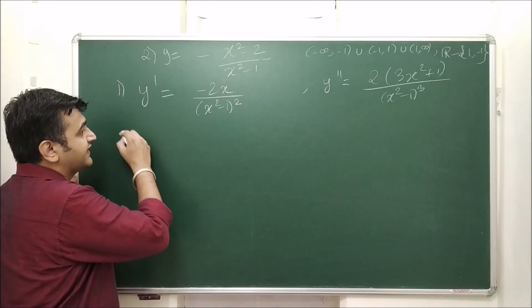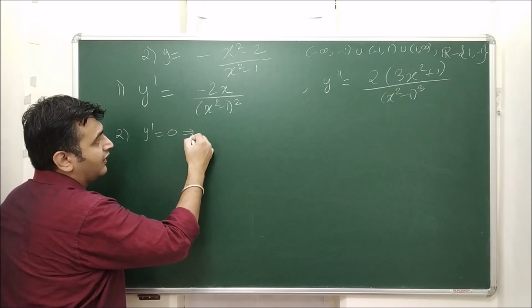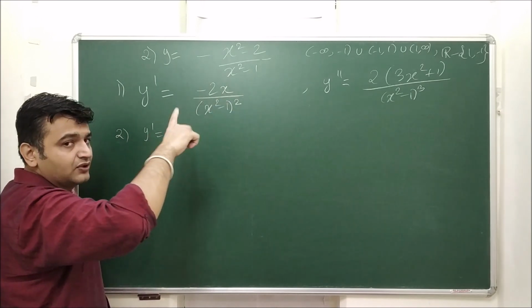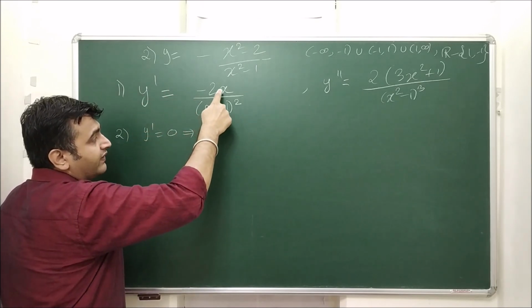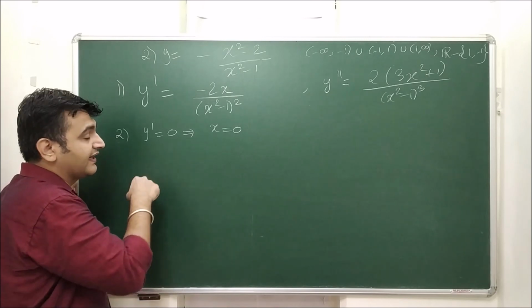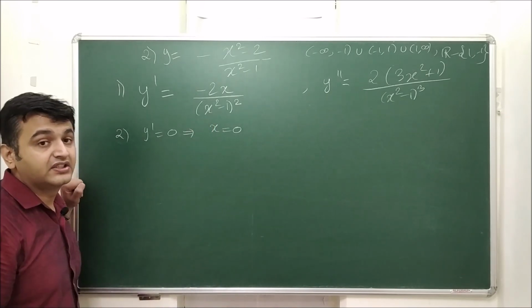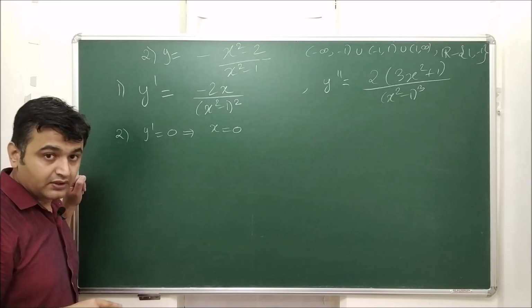Now what is the second step? The second step is you equate y' equal to 0. The fraction is 0 when the numerator is 0. So when your minus 2x is 0, your x is 0. When is your y' not defined? It is not defined when the denominator is 0. When is the denominator 0? x equal to plus minus 1.